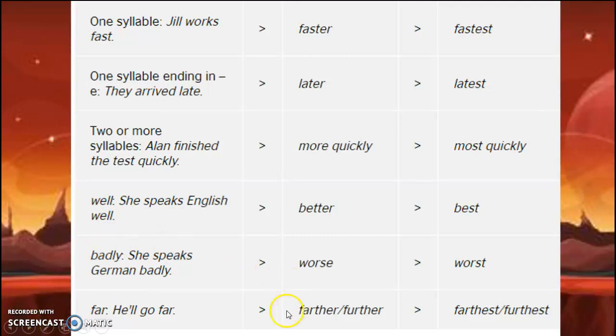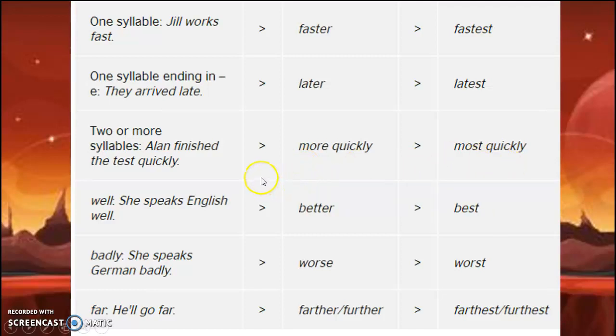As you have seen, we have almost the same rules as we use in adjectives. With one-syllable adverbs, we add er, faster, and for the superlative, fastest, est. With one syllable ending in e, for example, we just add r, later for the comparative, and latest for the superlative. With two or more syllables, we add more quickly, most quickly.